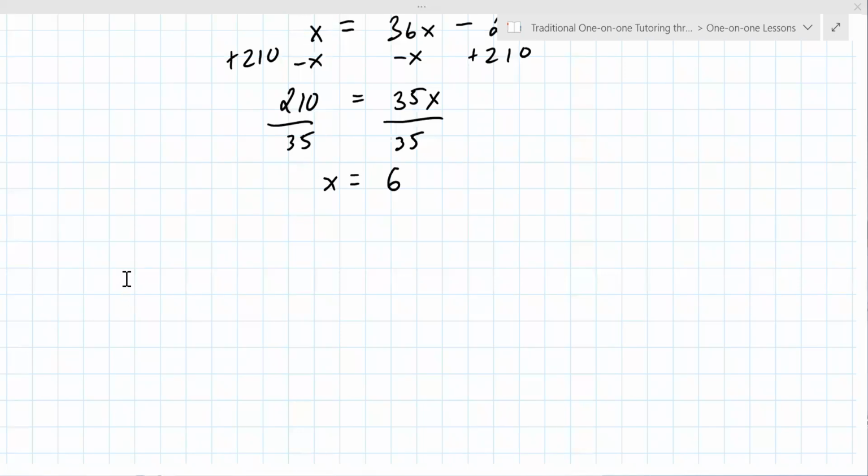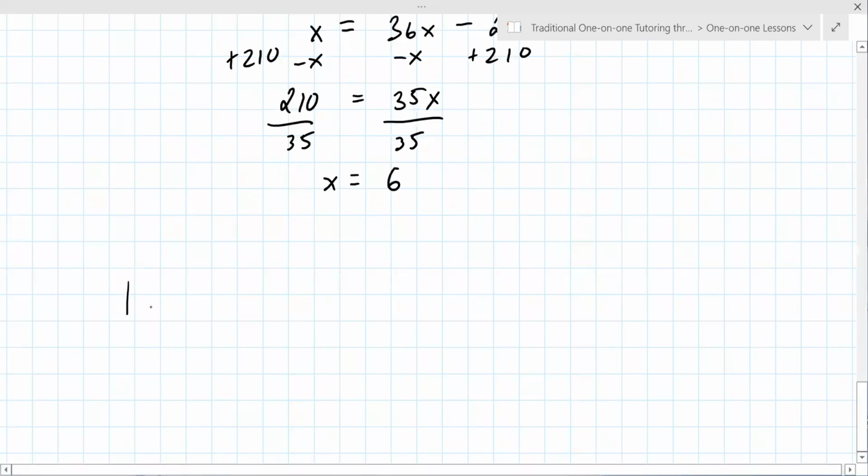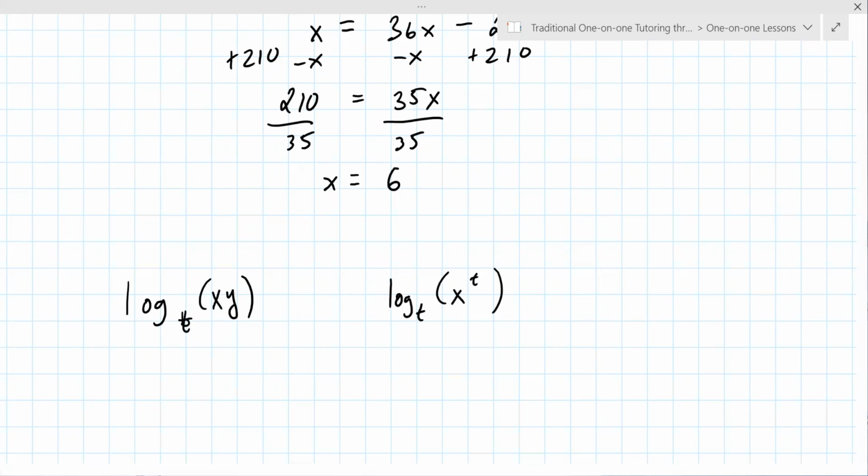Okay, wait, one of them was log base b of xy. Oh, that's the one you're talking about, the product one, right? Yeah. And then we also did log base b of x to the p power. These are properties, I think, is what you're trying to say.